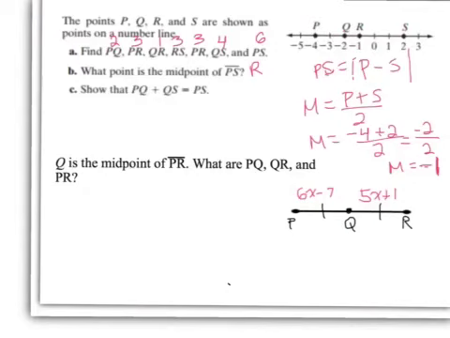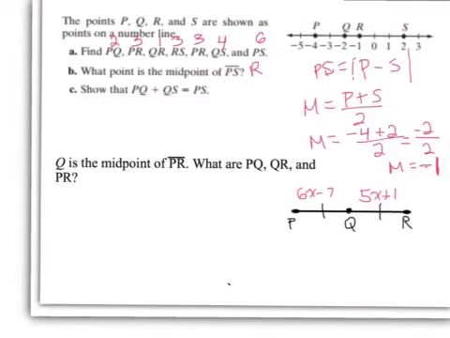Lastly, part C is showing you PQ plus QS equals PS. So it's asking you to prove the segment addition postulate. So we need to find the measure of PQ, the measure of QS, and prove that it does in fact equal the measure of PS.